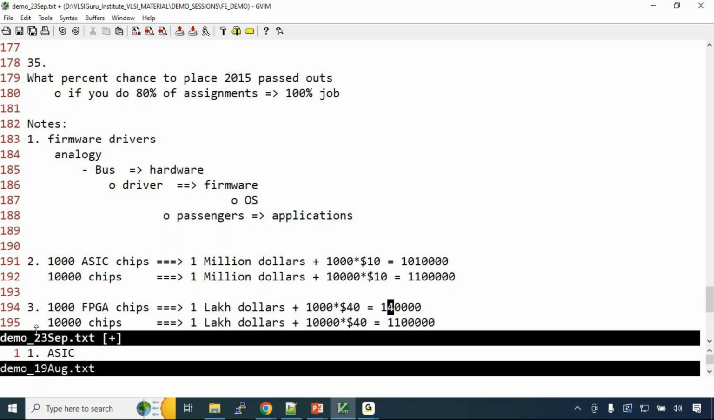So if you want to manufacture 1,000 chips, which is cheaper? I'll put the mark so that you can easily understand. Tell me, which one is easier? You will still go with FPGA only, right? Why? Because your overall cost is $1,40,000 only in the FPGA, whereas here it is $1,010,000. What about 10,000 chips? 1,10,000 into 40. So this will become 4 lakhs.